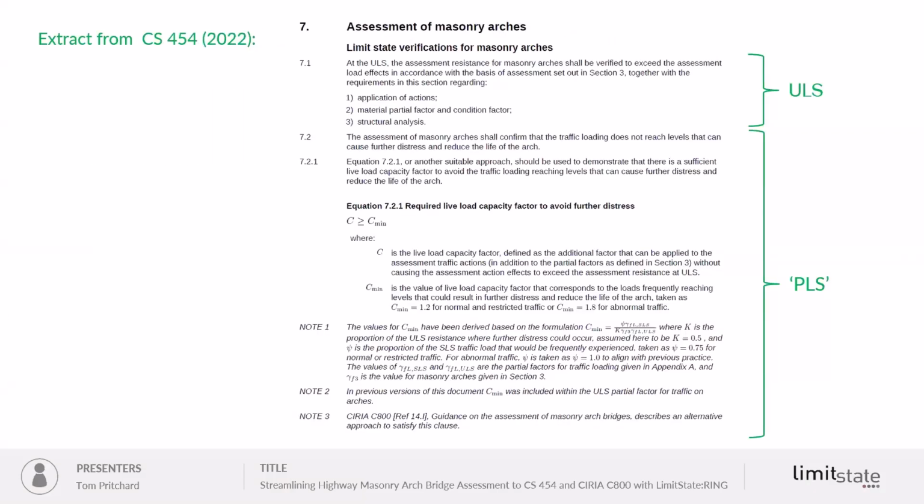So here we have an extract from CS454. Obviously, the whole of CIRIA C800 is written with masonry arch bridges as the subject, but as we alluded to earlier, CS454 looks at all different types of bridges, and section 7 especially is the part that you want to be looking at when you're referring to masonry arch bridge assessment. So at the top here we have clause 7.1, which is relating to the ultimate limit state.